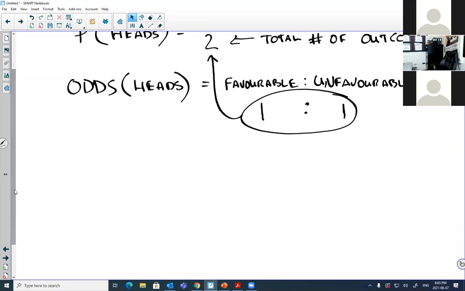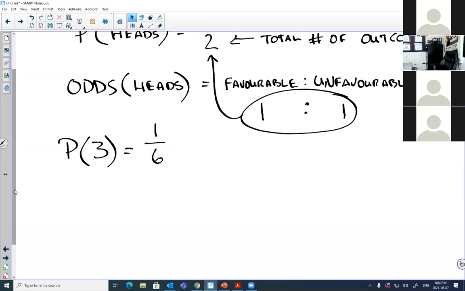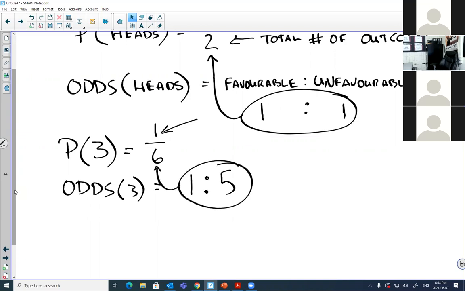Let's try another one. We'll just keep going with this. What is the probability, and we're talking about a six-sided die here, of rolling a 3? 1/6. Okay, now let's do odds. So odds of a 3. And again, this is favorable to unfavorable. So how many favorable outcomes are there? 1. How many unfavorable outcomes are there? 5. Correct. Because it would be the other stuff like the 1, the 2, the 4, 5, and the 6. You know if you did it correctly because if you add those up, do you get the bottom of your probability? Yeah, you do.